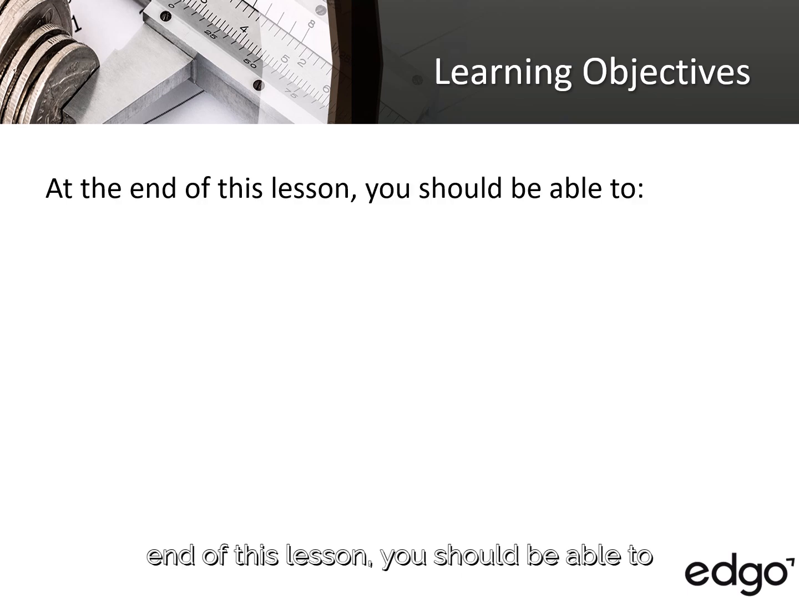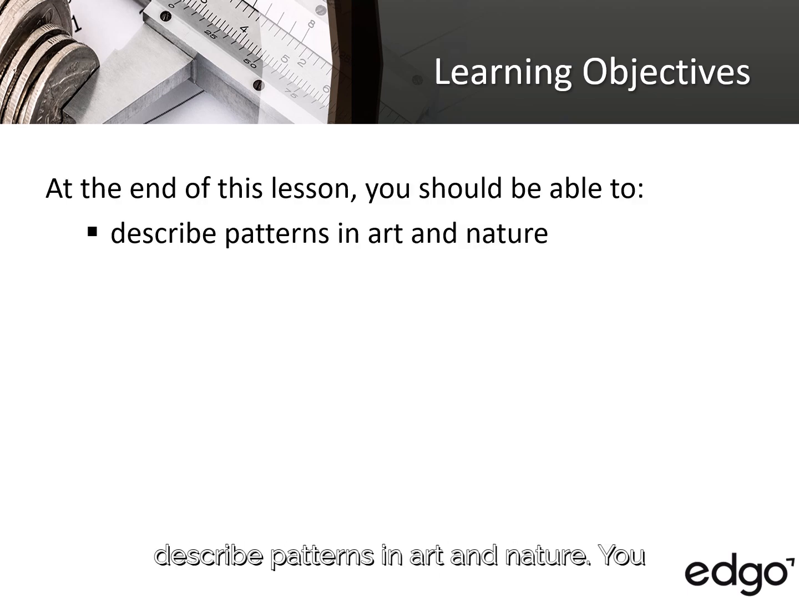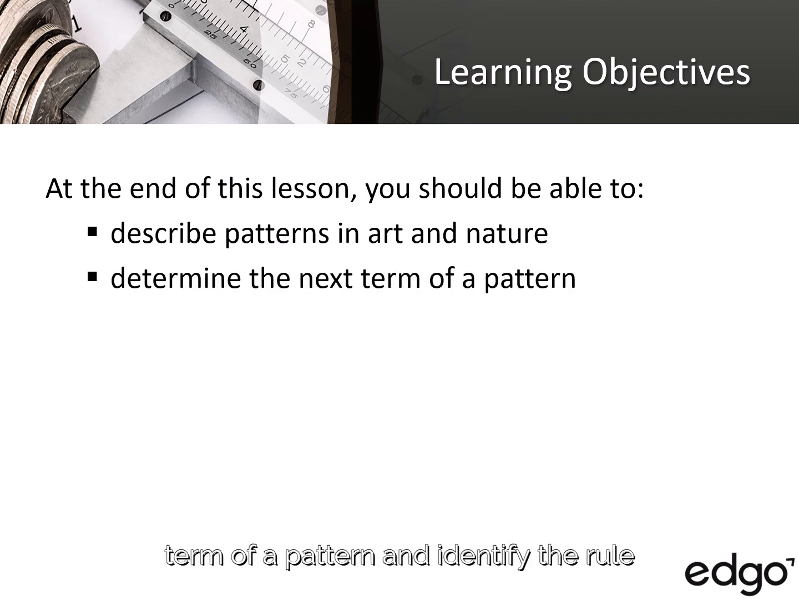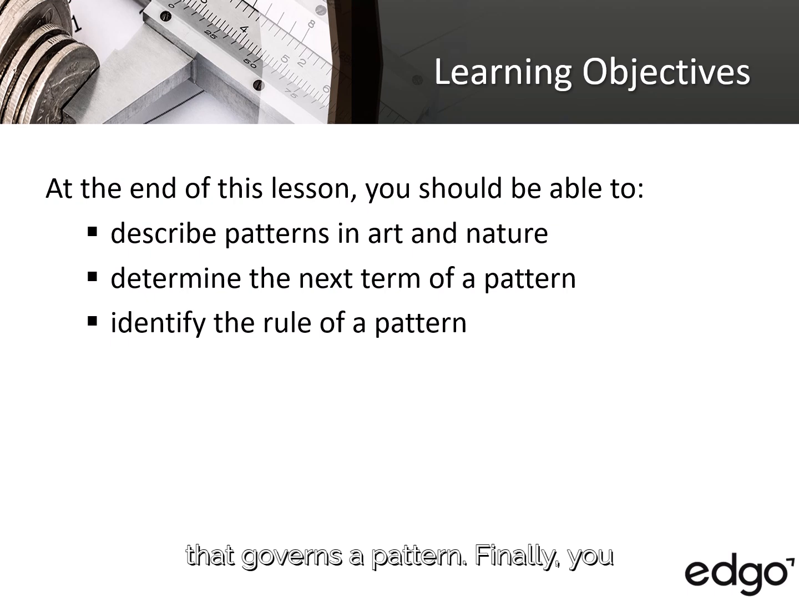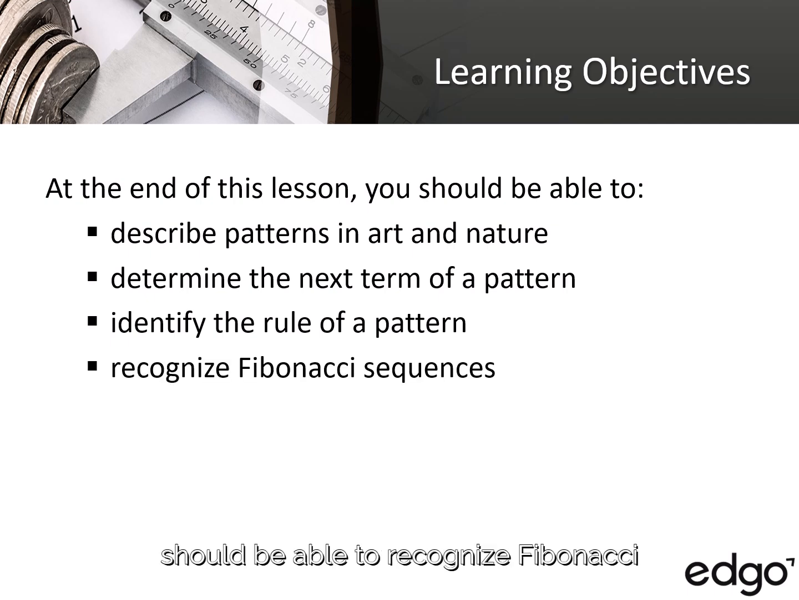Before we proceed, let us look at our learning objectives. At the end of this lesson, you should be able to describe patterns in art and nature. You should also be able to determine the next term of a pattern and identify the rule that governs a pattern. Finally, you should be able to recognize Fibonacci sequences. Keep these objectives in mind as we proceed because they will guide our learning throughout this lesson.